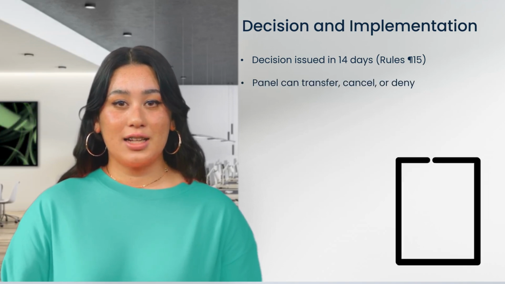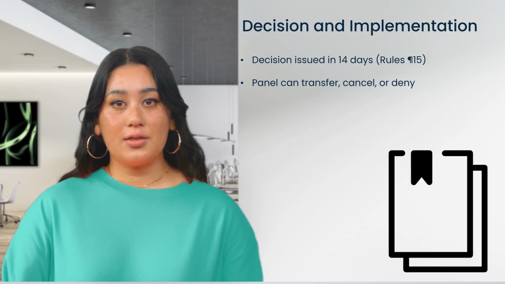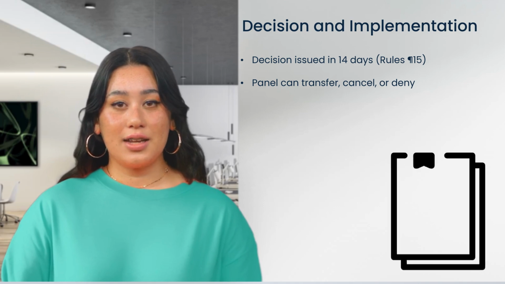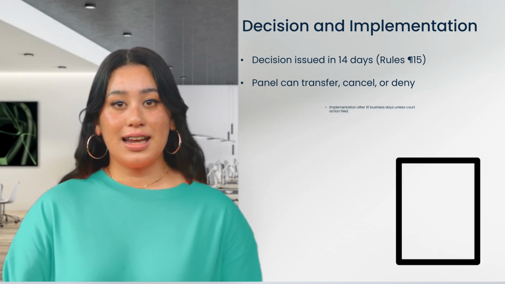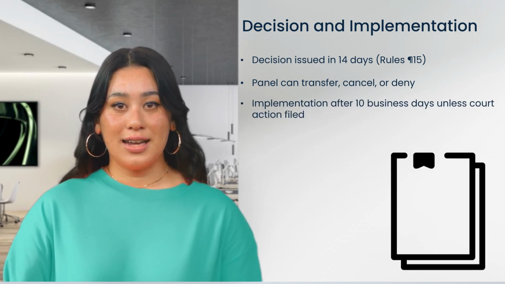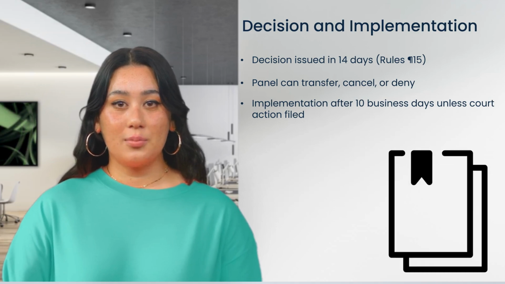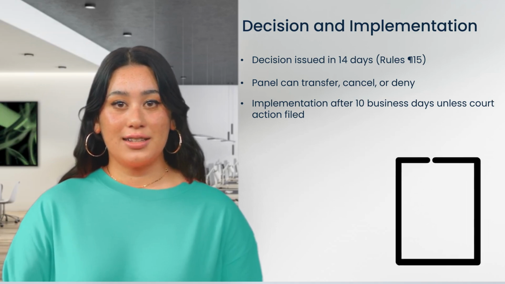The panel may decide to transfer the domain name, cancel it, or deny the complaint entirely. Once the decision is made, it is communicated to the registrar. There's a 10 business day delay before the registrar acts on the decision. This gives either party time to file a court action if they disagree with the outcome.